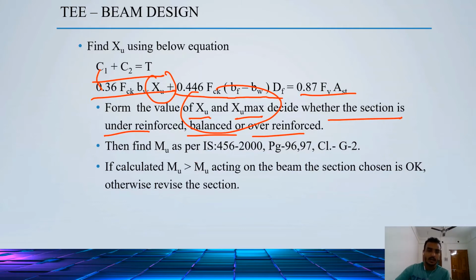By this section we can find Mu. If Mu is more than the Mu acting on the beam, the section chosen is okay, otherwise revise the section.